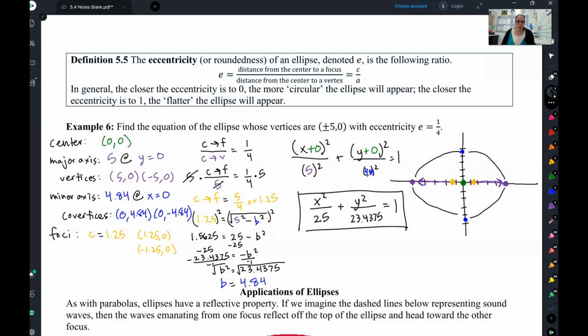We only have one problem left to do, which is a story problem with an ellipse, and then we'll be done.